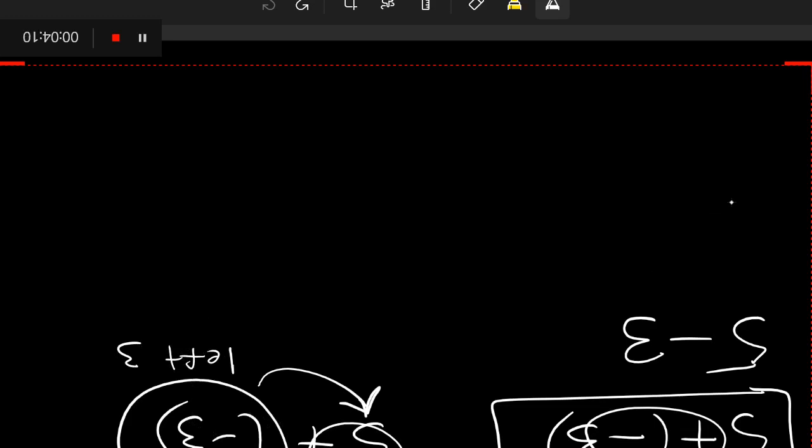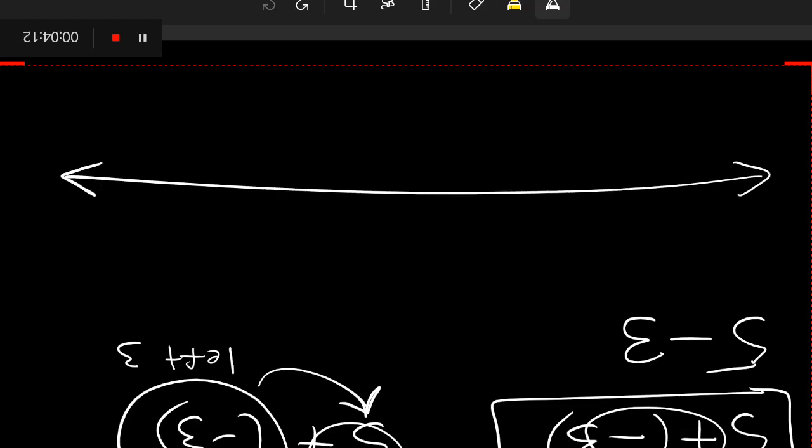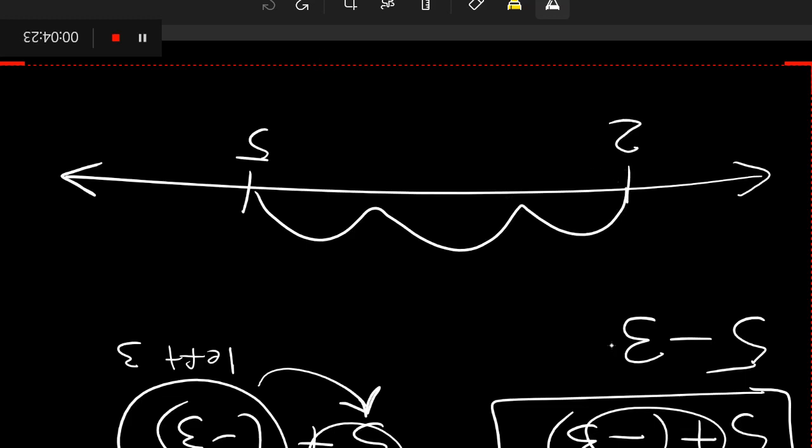In other words, you're going left 3 from 5. So, how do we represent this? Well, we start at 5, and we go 3 backwards. 1, 2, 3. And we land at 2. So, 5 plus negative 3 is 2.